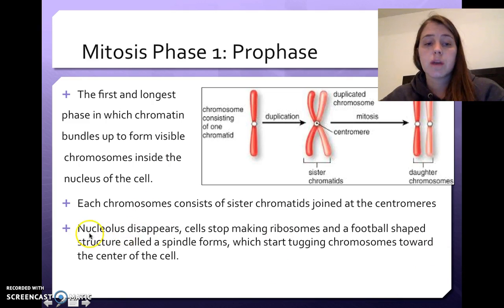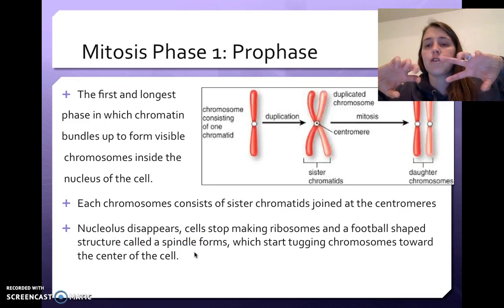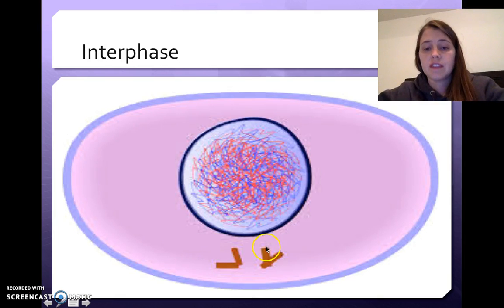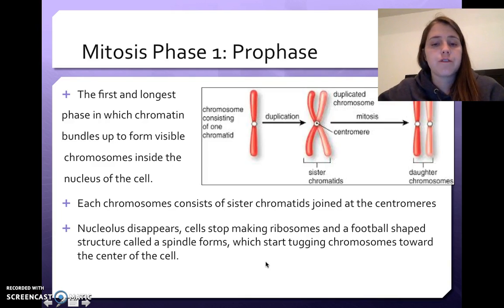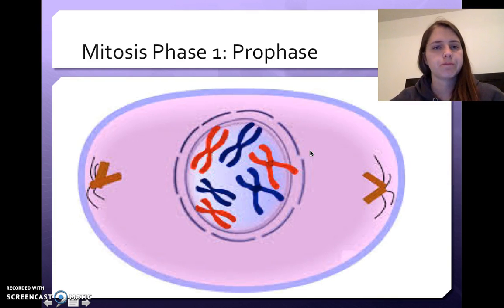The football-shaped structure called a spindle. The spindle is almost like spider webs, like little fingers reaching out from those centrioles. Remember, these are the centrioles. So they're like little fingers that reach out from the centrioles, and they start tugging on these chromosomes at the centromere to get them all lined up along the center.